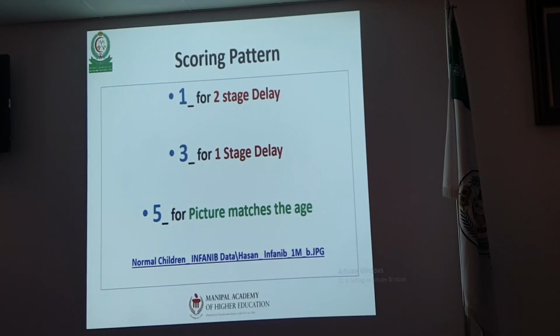If the picture is not matching with the age by 2, then you call it a 2 stage delay. I'm coming to that slowly. I hope you understand; it is so complicated, so I have to address everything slowly. It is not so easy because it is a machine, but that is how you understand it.